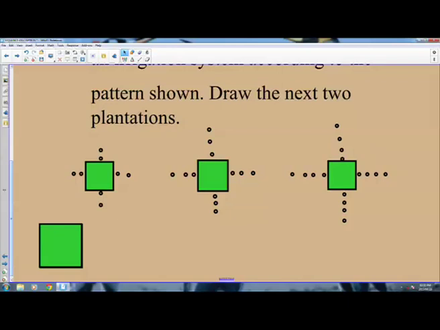From the first we've got 2. When we move to the second, we've got 3 on either side of this irrigation system. Then we've got 4. That means the next one will have 5 plantations around the irrigation system, and let us draw that.